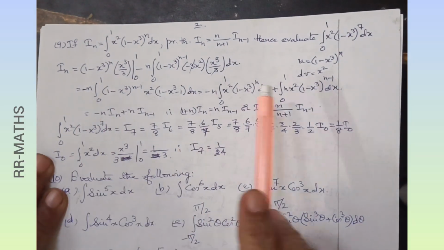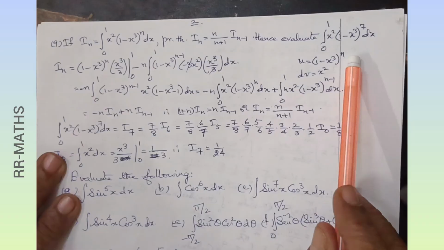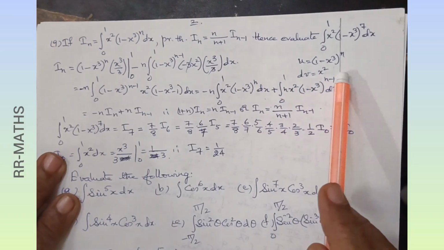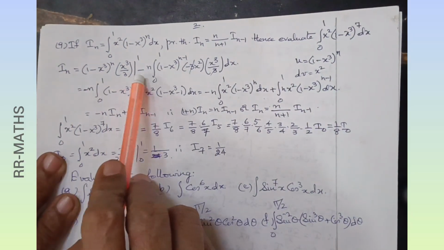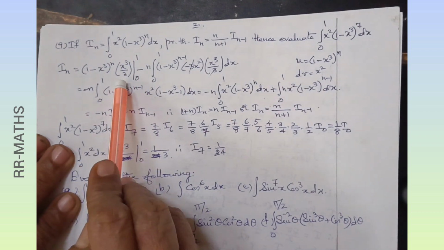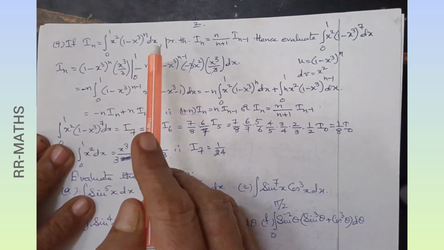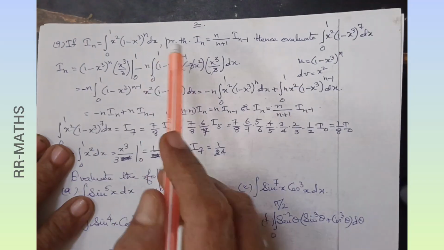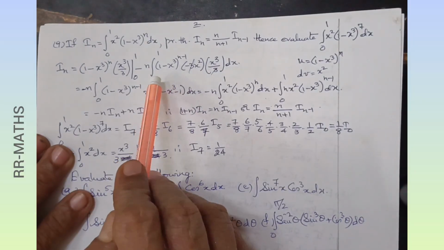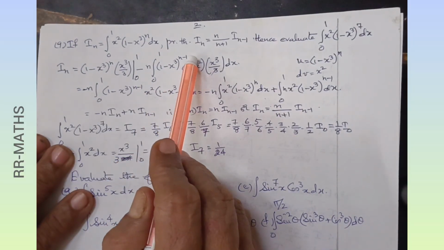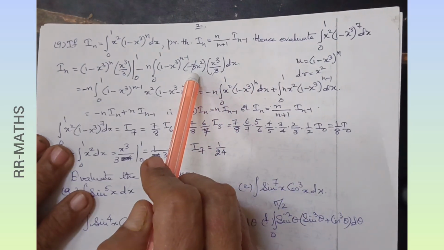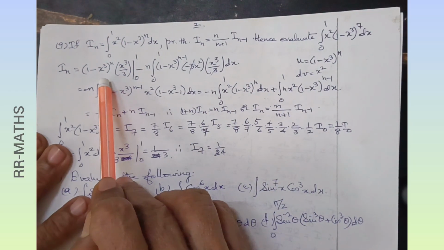So here what we are going to do is take u is equal to 1 minus x cube whole power n, and dv as x square, so that v will be x cubed by 3. Substitute here uv, so that's 1 minus x cube whole power n into x cube by 3, limits varying from 0 to 1, minus integral v du. So integral 0 to 1, v is x cube by 3, and for du you are differentiating, you get n into 1 minus x cube whole to the power of n minus 1 into minus 3x square dx. So this 3 and this 3 cancel, and we'll come back here to substitute the limits.